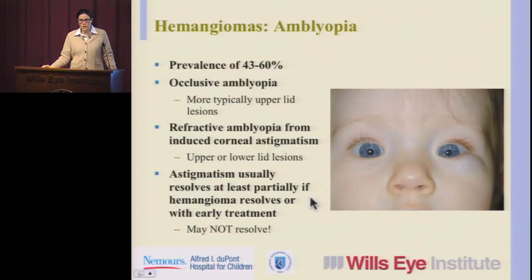When we treat these kids, which we're going to talk about next, how we treat them and the options for that, a lot of this astigmatism usually resolves at least partially. But it may not be complete. So even though your hemangioma with treatment has gotten smaller, we still, as pediatric ophthalmologists, need to be following these kids, especially if the astigmatism hasn't resolved, because they will continue to need amblyopia treatment.